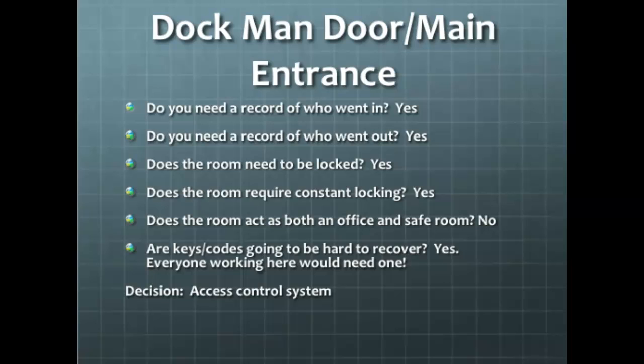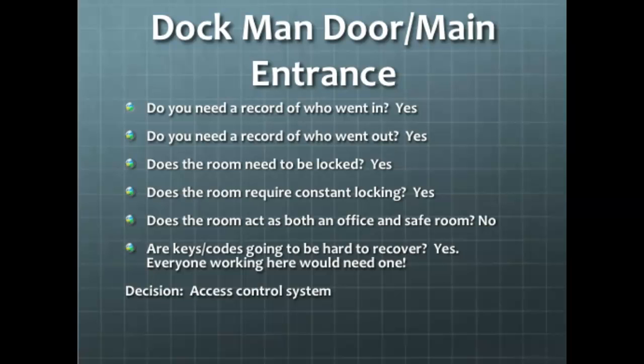So let's now work our way out to the main perimeter doors, right? The dock man door that I made my main entrance. Do you need a record of who went in? Yes, you do, because that was in the instructions, and you need a record of who went out. So in and out, you need to have readers on both sides of the door. You could use a double cipher lock, one on the outside and one on the inside, but why would you want to do that? That would be a bear to try to connect.